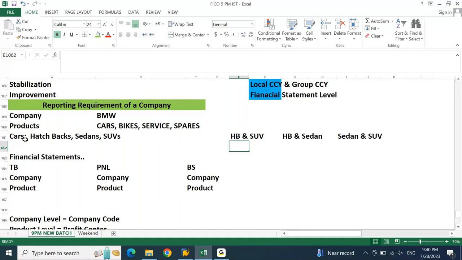Okay. So before you freeze what is your profit center, what is your segment, we need to freeze what is our financial reporting requirement, at what level you want to generate your financials. Based on that, you are going to decide what will be your profit center, what will be the segment. Because initially, if you are not freezing this, later on it is not possible for us to change the way we want.